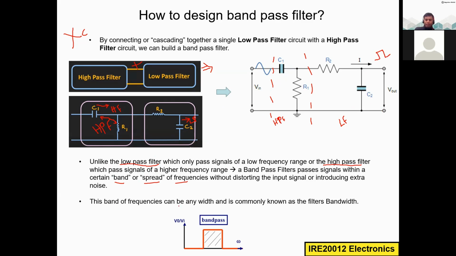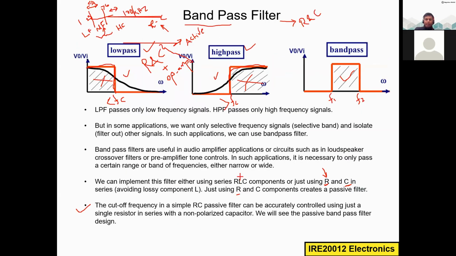Okay, this band of frequencies can be any width. So we can control the width of this bandwidth. It can be either very narrow or very wide. This band of frequencies can be any width and it's commonly known as the filter's bandwidth. Okay, so this is the filter bandwidth. So in any filter, we have the bandwidth. So here we have the bandwidth.